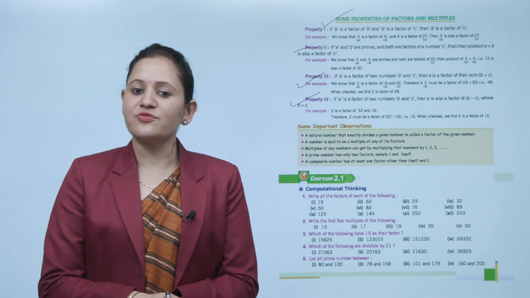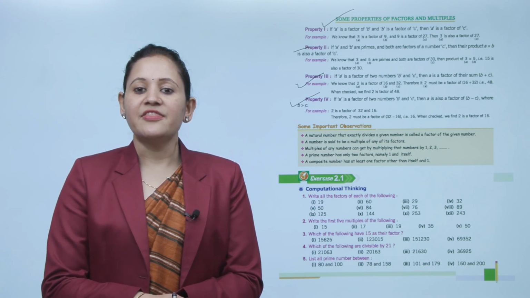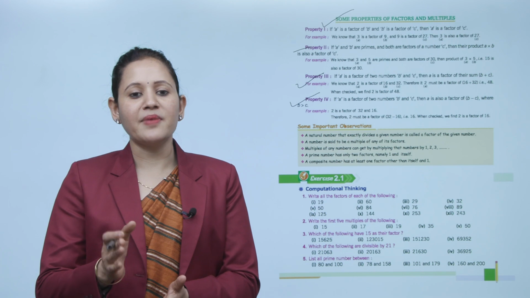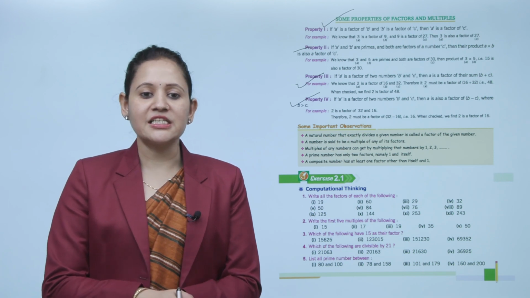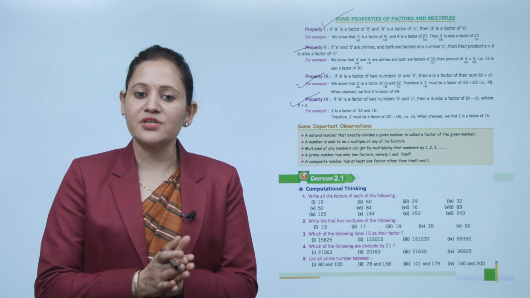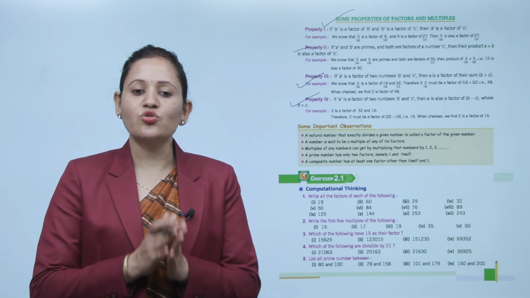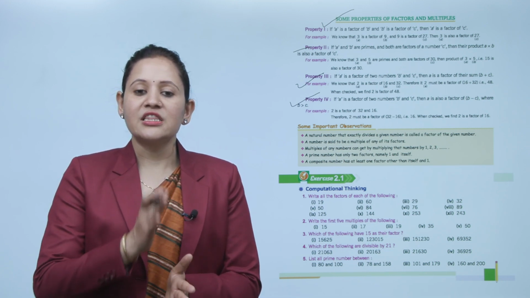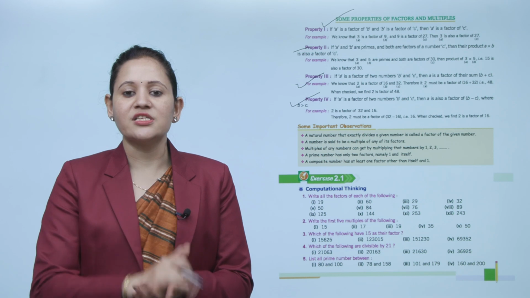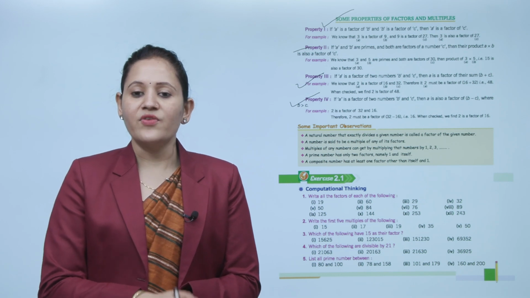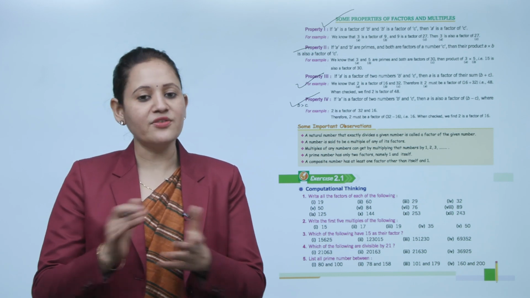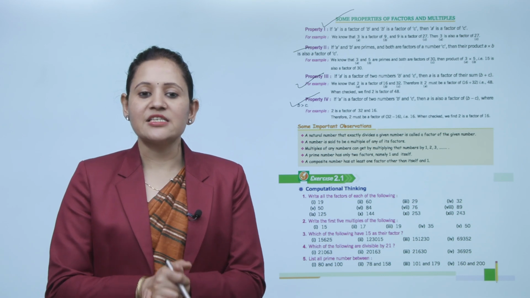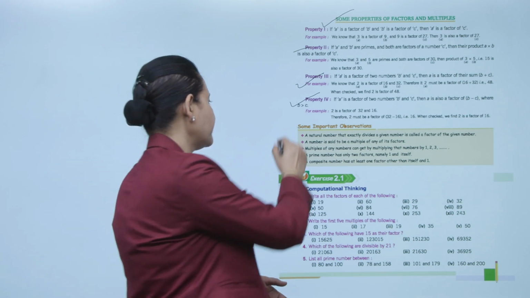Property 4. If A is the factor of two numbers B and C, then A is also the factor of B minus C, where B is greater than C. For example, 2 is the factor of 32 and 16. Therefore, 2 must be the factor of 32 minus 16, means their difference, that is 16. When checked, we find that 2 is the factor of 16. Clear?